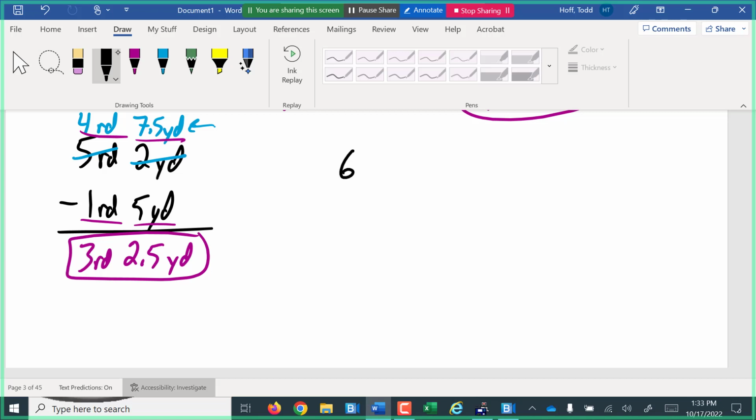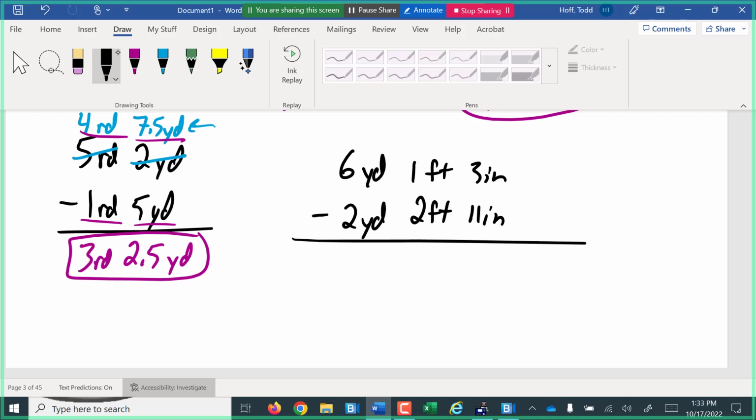So next, we might have 6 yards, 1 foot, 3 inches, minus 2 yards, 2 feet, 11 inches. So we go to subtract here. 3 inches minus 11 inches can't be done, so we're going to have to borrow. The 1 foot now becomes 0 feet. The 3 inches will become 15 inches. We have to remember we've got 12 from the 1 foot we borrowed. So now 15 inches minus 11 inches makes 4 inches.